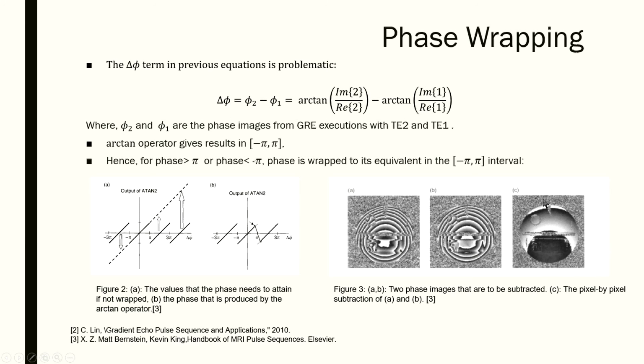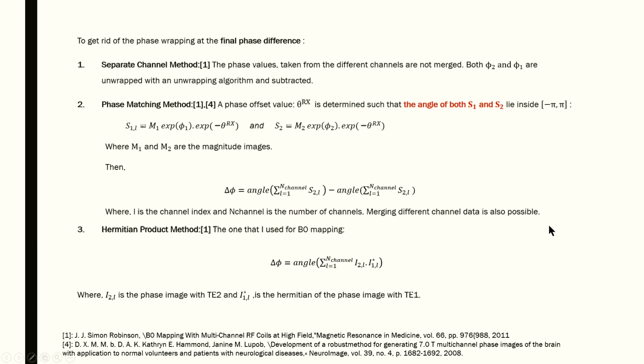This is the difference of those phases, and actually there's a problem in the transition between these two regions. In order to get rid of the phase wrapping, there are three different techniques or algorithms. The first one is the separate channel method. In this method, the data coming from the channels is not merged. They're considered separately, and the phase coming from these is unwrapped with an unwrapping algorithm and then subtracted.